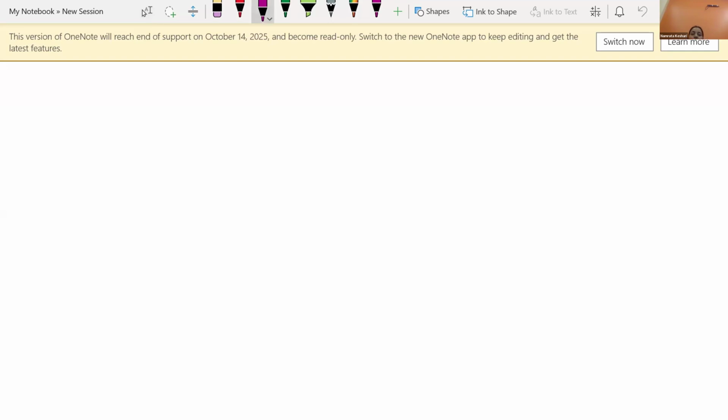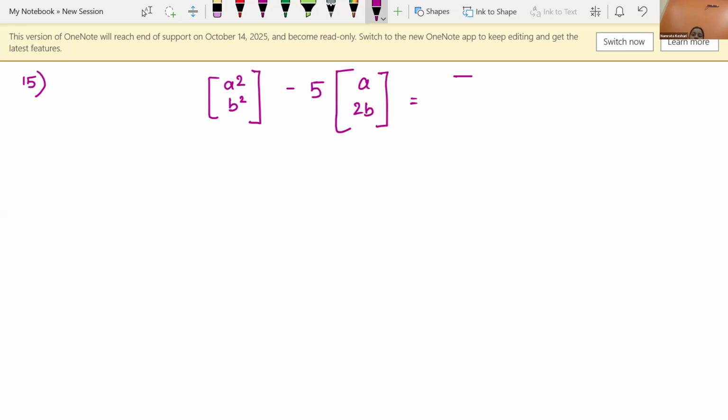Okay, so we have to do number 15, right? Yes. So the matrix equation is given as a square, b square, minus 5, a, twice b, is equal to minus 6, minus 24, right? Yes. So here we have to find the value of a and b, right?